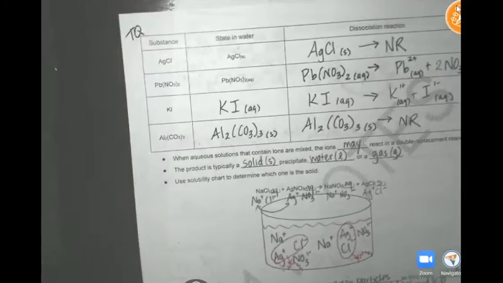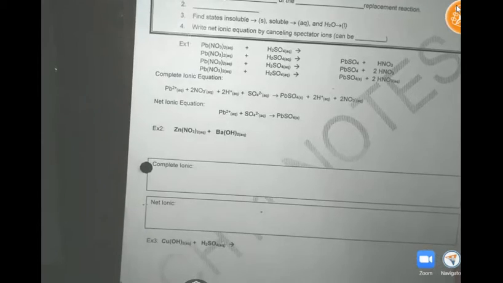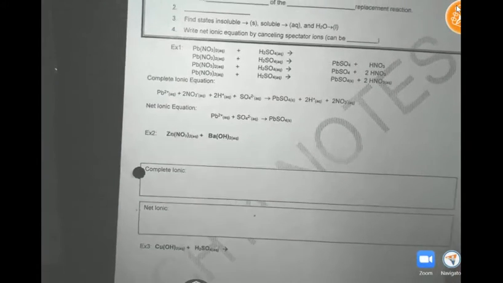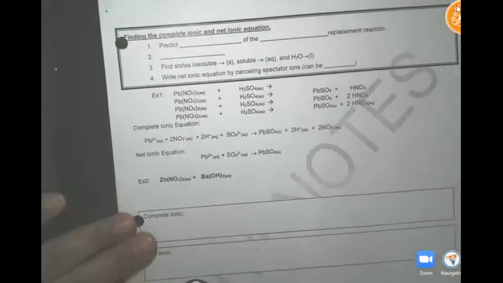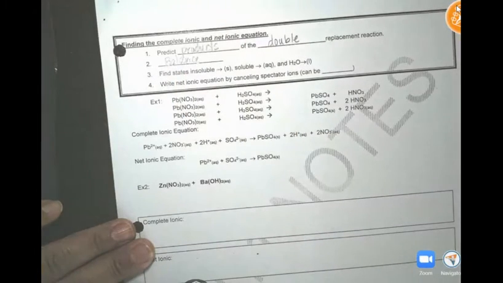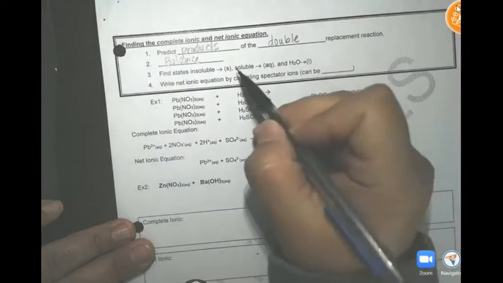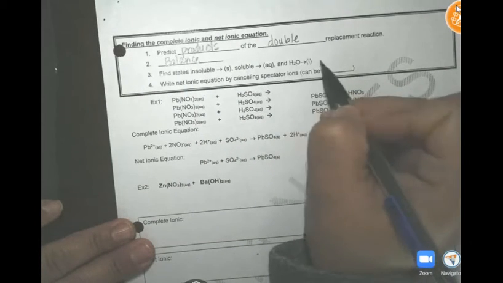So now we're going to put it all together and we're going to finish on page 11. So how am I going to systematically know how to find the complete ionic and net ionic equation? The first thing you're going to do is predict the products of the double replacement reaction. Second thing is you're going to balance. The third thing is you're going to find the states of matter. If it's insoluble, we know that it's a solid. Soluble is aqueous, and if it's H2O, it's a liquid.